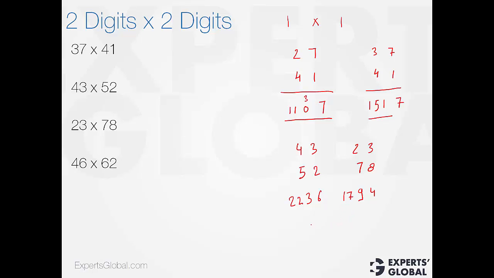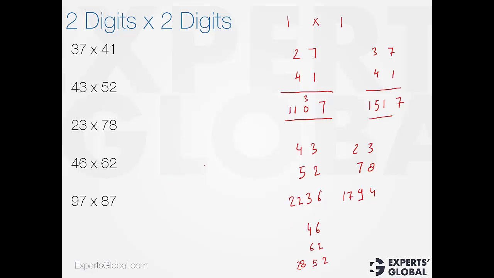46 into 62. 6 into 2, 12, 1 carry. 8 plus 36, 44 and 1 carry makes it 5, 4 carry. 24 plus 4, 28. It's 2852.